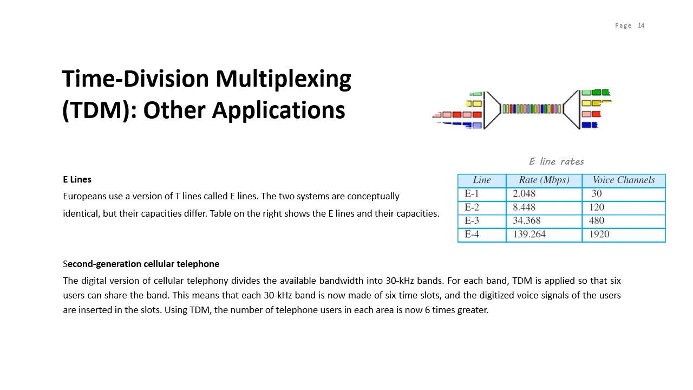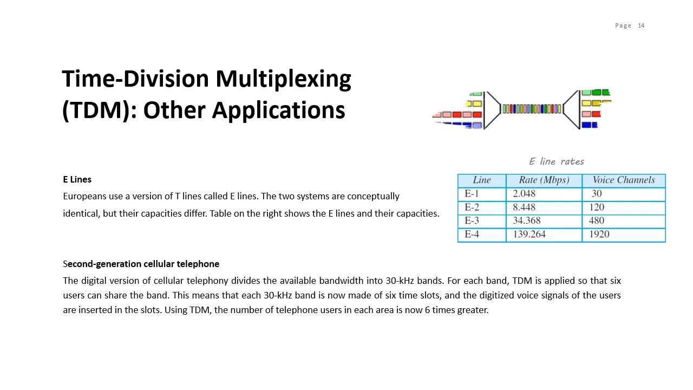Another application that uses TDM is another version of T-lines, which is used by the Europeans, called E-lines. The two systems are conceptually identical, but their capacities differ, as you can see in the table on the right, where it shows the E-lines and their capacities.